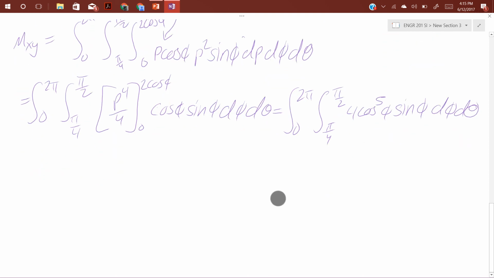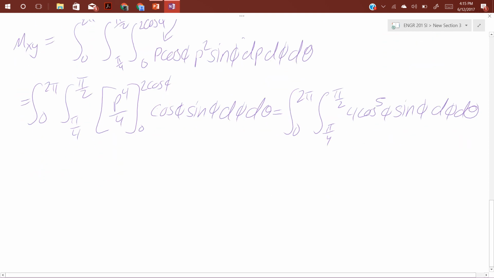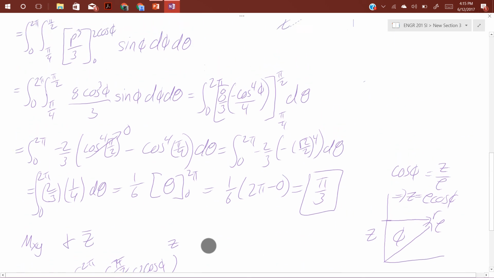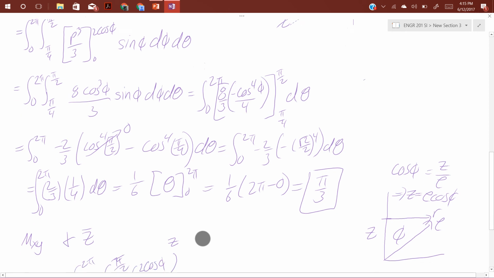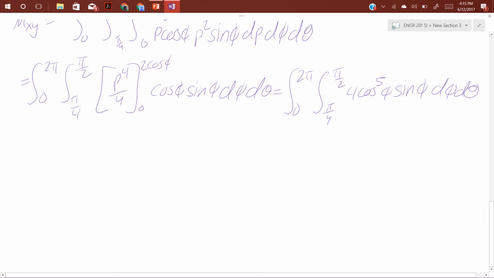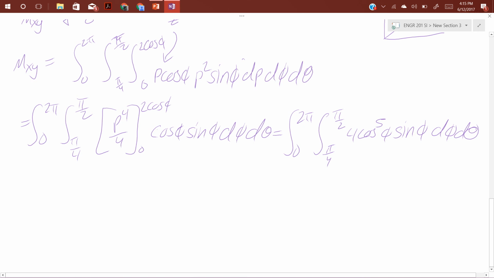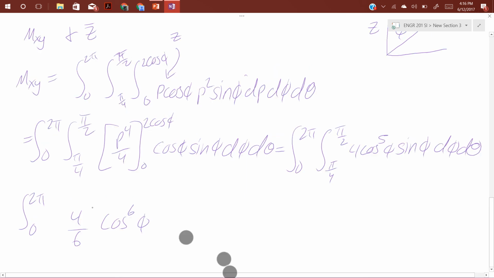Now the integral of phi is going to be the same thing as we did before, but now we have cosine to the 5th instead of what we have out here at the top, cosine to the 3rd or 4th. So then this will be from 0 to 2 pi of 4 divided by 6 times cosine to the 6 phi. Sorry, negative cosine, my bad.